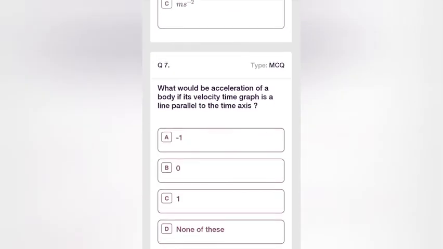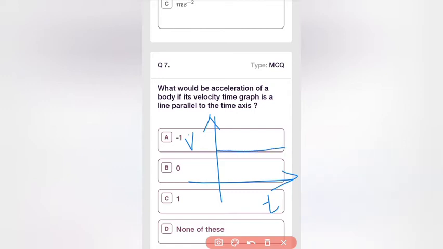What would be acceleration of a body if its velocity time graph is a line parallel to the time axis? See, this is velocity and this is time graph, and if it is parallel, what does it mean? Velocity is constant. If the velocity is constant, that means there is no acceleration. So acceleration is 0. Option B is the correct answer.